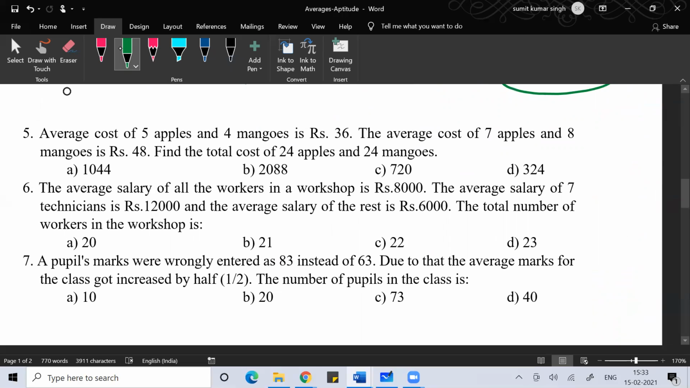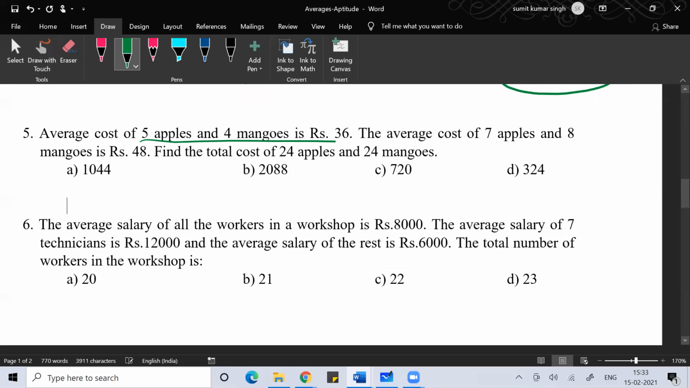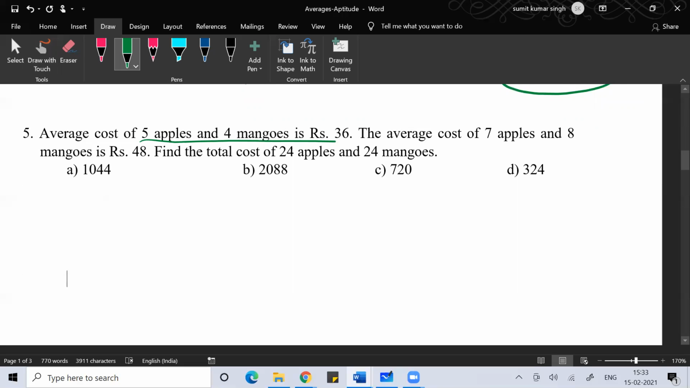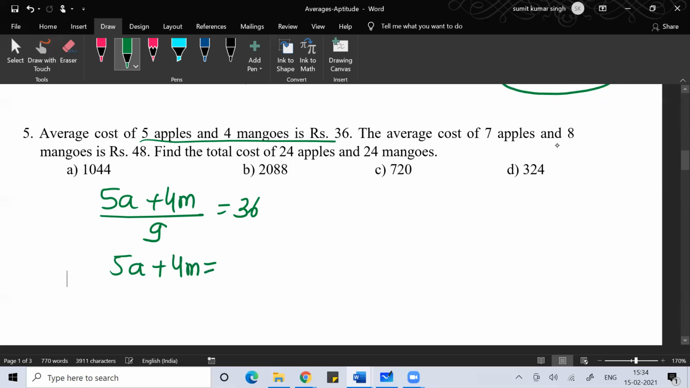If you see question number 5, the average cost of 5 apple and 4 mango is 36 rupees. So total 9 are there, and the average cost is 36 rupees. So I can write total cost of 5 apple plus 4 mango will be 36 times 9. 6 nines are 54, 5 carry, 27 plus 5, that is 324.